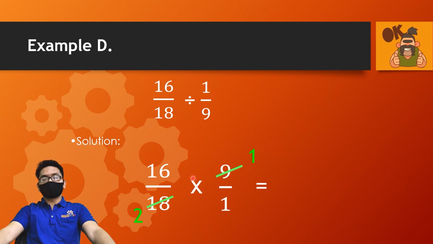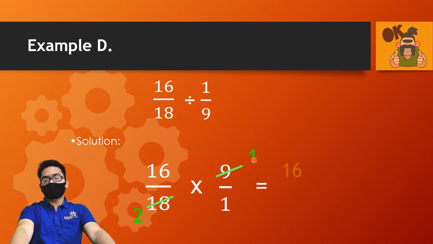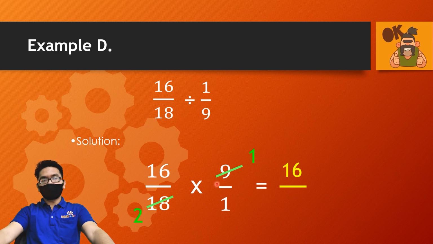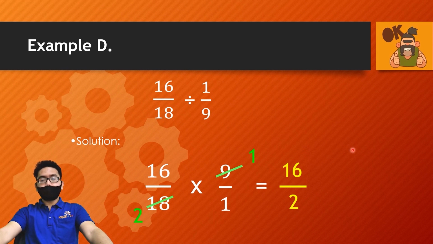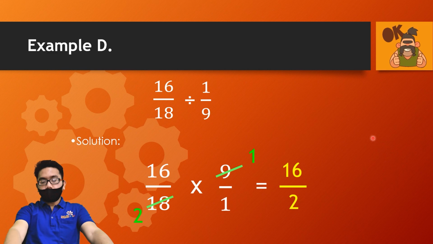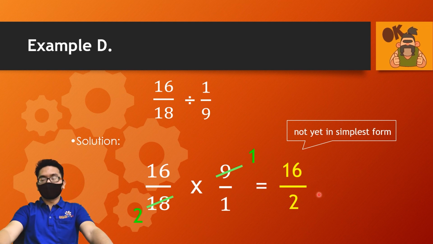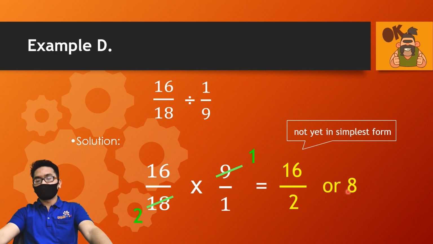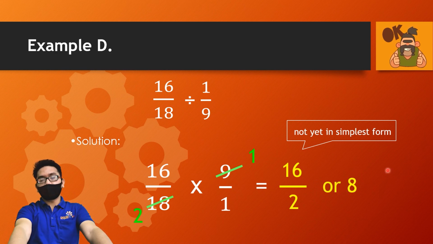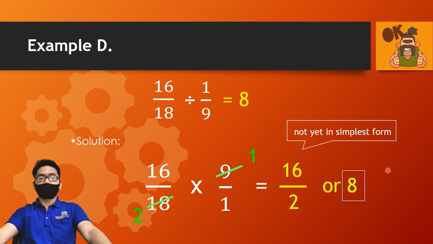Now we can multiply. 16 times 1 equals 16. 2 times 1 equals 2. 16 over 2. Is that in simplest form already? Correct. It's not yet in simplest form. So what is 16 over 2? That means 16 divided by 2, which is 8. Therefore, our final answer is 8. Did you understand that?